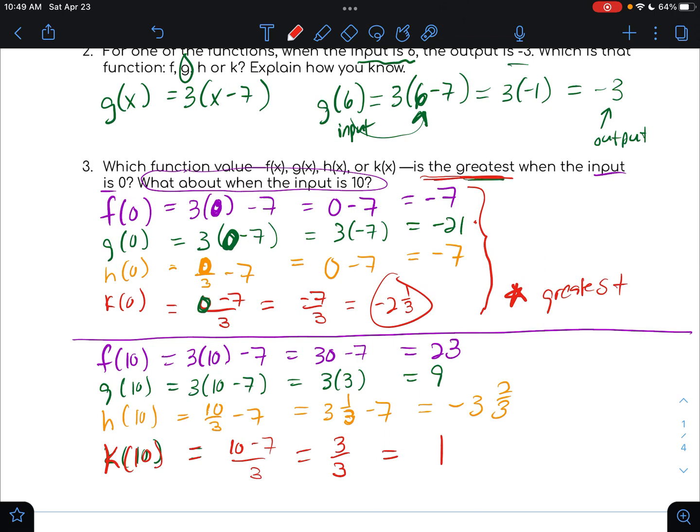So which one of these is the greatest? This one's a little bit easier to recognize because they're almost all positive numbers, and we want the one that is the highest positive. So f of 10 would be the greatest because it produces an output of 23.